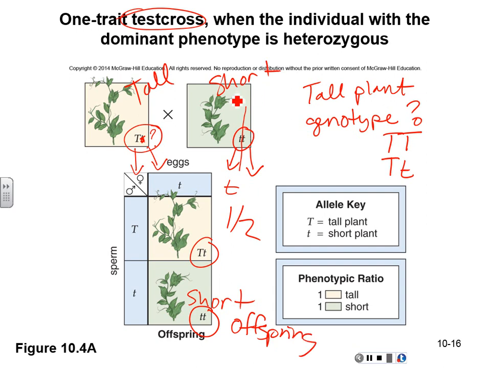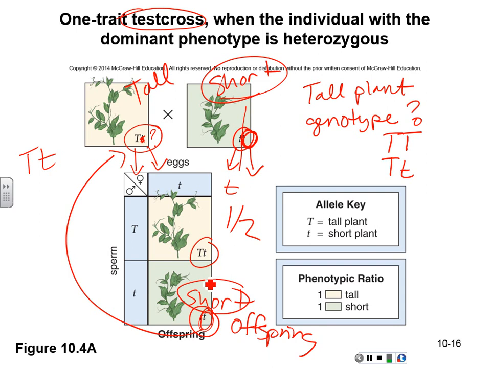If we know this plant gave one of the little t's, where did the other one have to come from? The other one had to come from the tall plant. So that means the tall plant has to have this genotype. That's the only way you can get a short offspring.